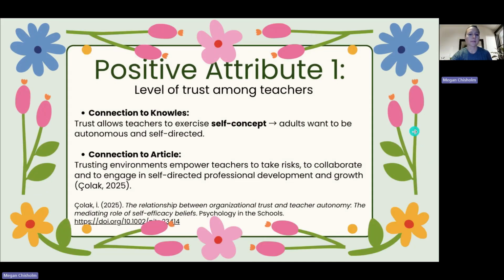Positive attribute number one, the level of trust among teachers. So connecting to Knoll's, this helps with self-concept. Adults want to be autonomous and self-directed. And so I found an article about relationships and trust among teachers and how it influences autonomy in education. And so at my school, there is definitely a level of trust among my sixth grade math department where we can be very transparent and honest and open. And it's allowed some really awesome leadership and collaboration to take place.